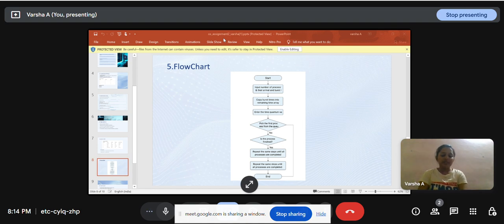The scheduler then picks the first process from the ready queue and checks whether the process has finished. If the process is not finished, it is executed for one time quantum and then placed at the end of the queue. If it is finished, it is removed from the queue. These steps are repeated continuously until all processes are completed. Finally, the algorithm ends and performance values like waiting time and turnaround time are calculated.